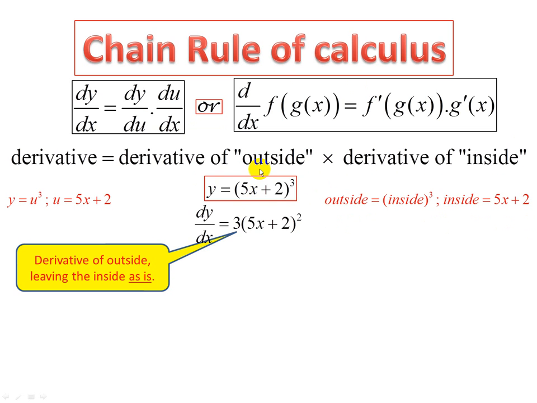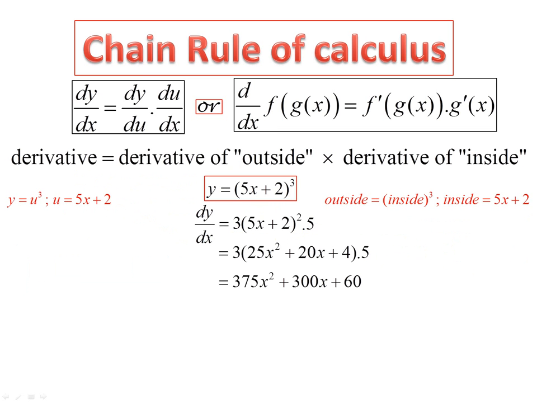And there we are, u equals 5x plus 2. So we're going to differentiate that, and we're going to end up with times 5, derivative of the inside. From there we can simplify, and there is our derivative.